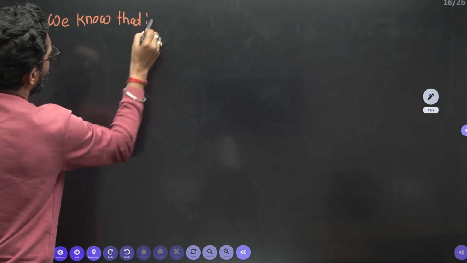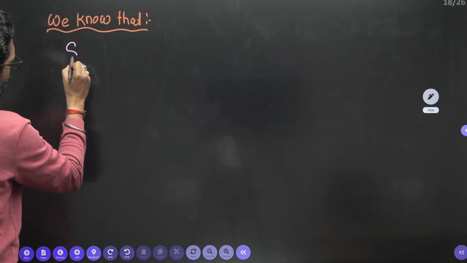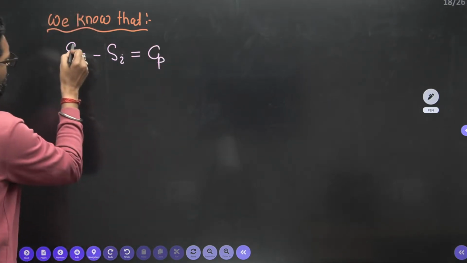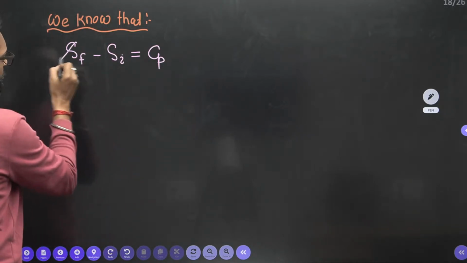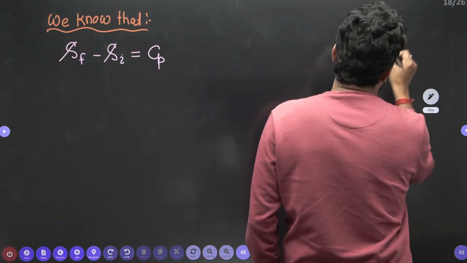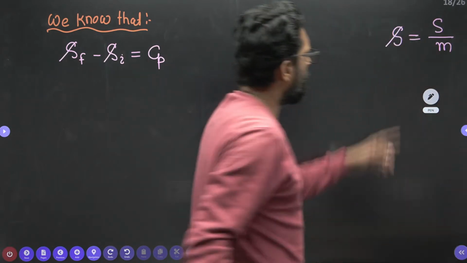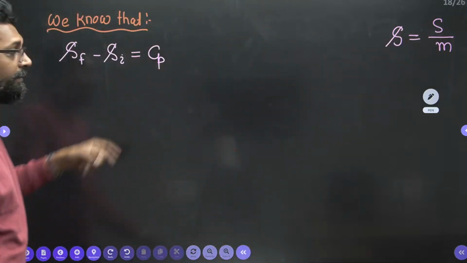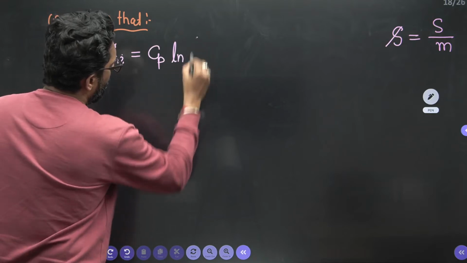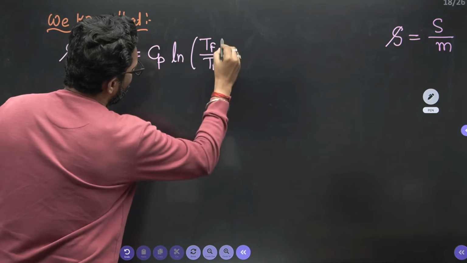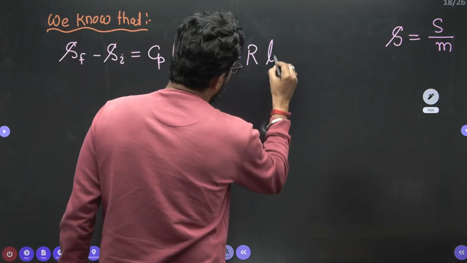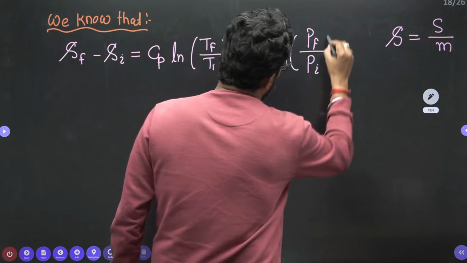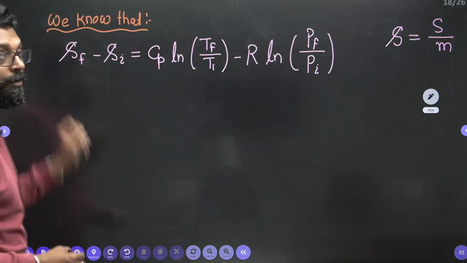Change in entropy of an ideal gas, that means final entropy minus initial entropy, is equal to Cp ln (T final by T initial) minus R ln (P final by P initial). Why? Because these are all specific quantities. Specific entropy is equal to total entropy divided by mass. So if you write specific, don't multiply with the mass. If you write total, then we have to multiply with mass. This we have; this is known for an ideal gas.